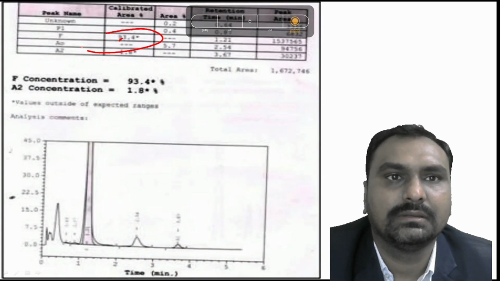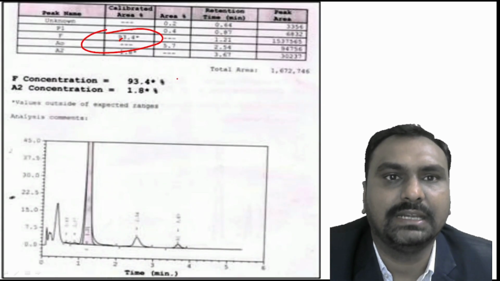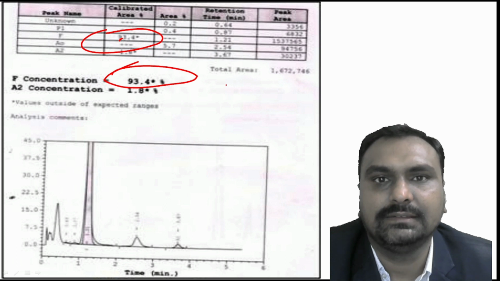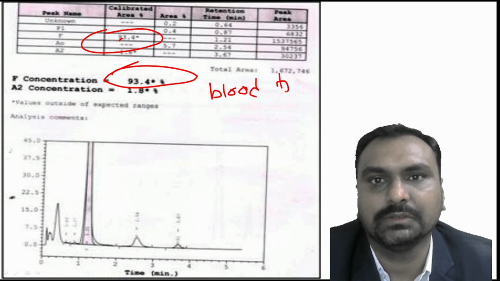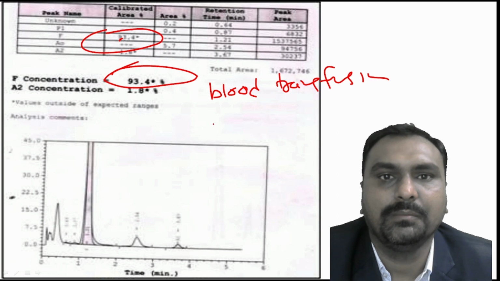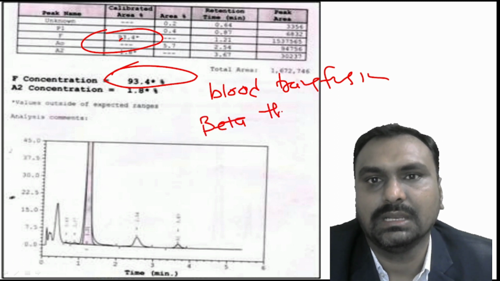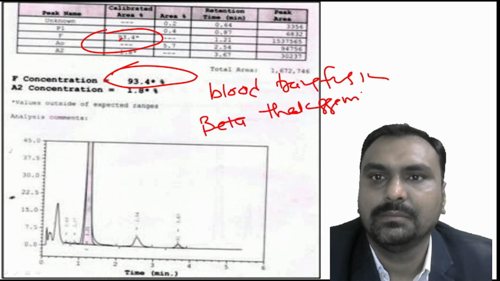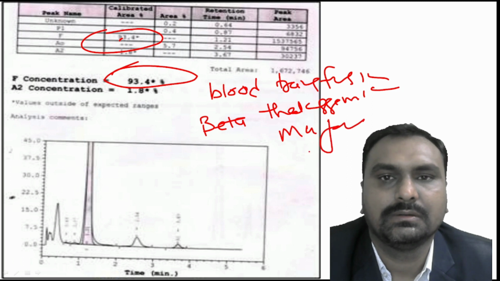Here, the fetal hemoglobin is 93.4%, and we asked the history. The patient requires frequent blood transfusion, so it was a case of beta thalassemia major.